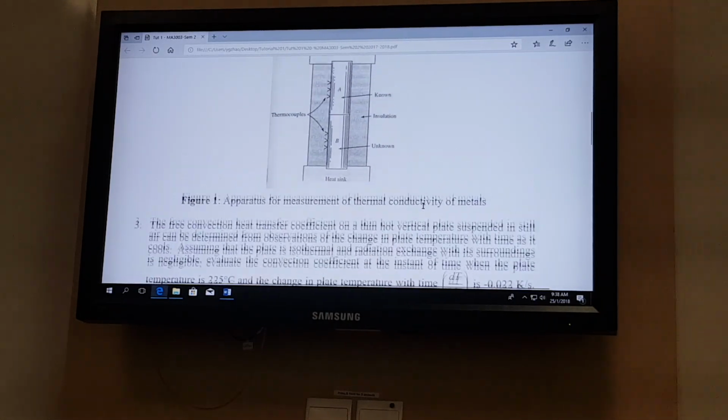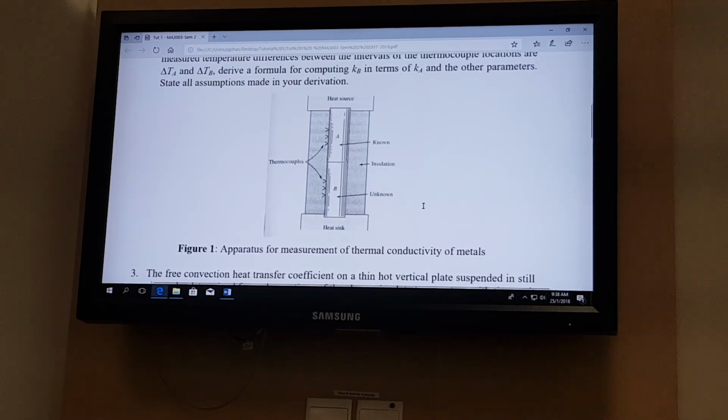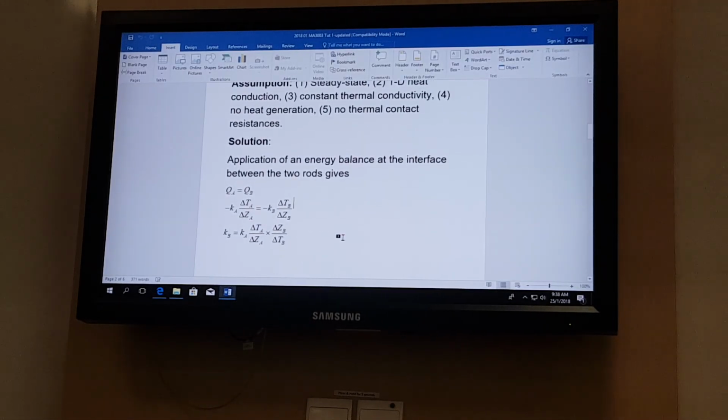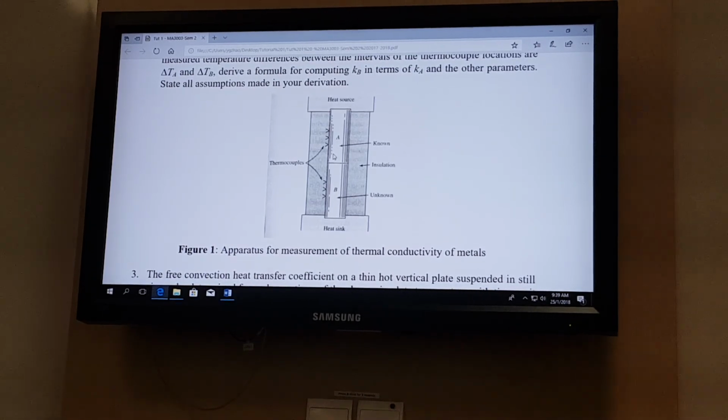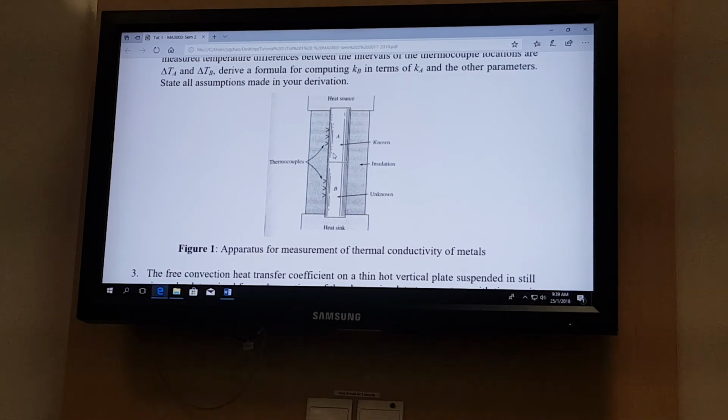Sir, how come you took away the A? Why did the A disappear? Yeah, the area is gone, right? But you didn't say the two are identical. How do you know? Because in the schematic they show exactly two same cylinders aligned together. Okay, but because you didn't say it's identical, you could assume they have different areas.